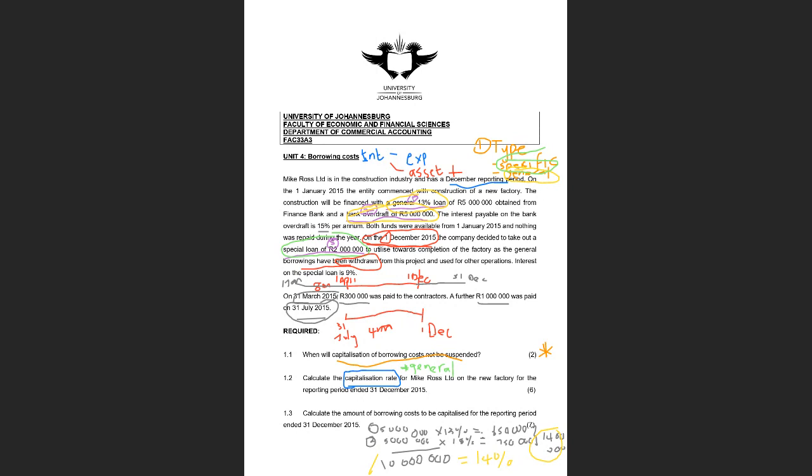So what you need to do is take those expenses, the 300,000, multiply by your capitalization rate of 14%, and then multiply that by the number of months. That would be the first one, 8/12. For the second one, you would take the 1 million multiplied by your capitalization rate of 14%, and then multiply that by 4/12.